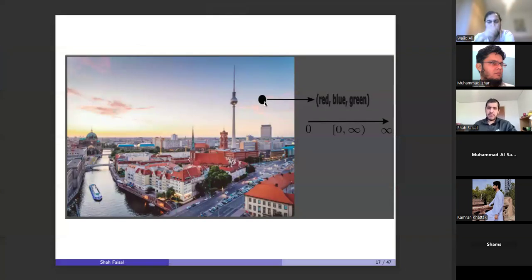So if I pick a point on the picture, then you just saw that the camera assigned 3 values to that, the values of red, blue, and green, which are some values between 0 and infinity. And the camera does it for each point on the picture. Now, if you know these 3 values for each point, you can recover the picture plotted by the camera.